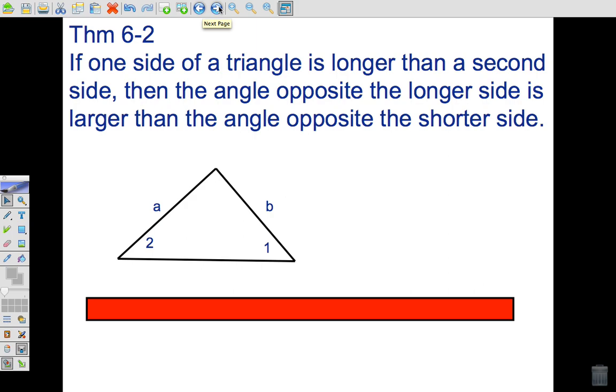It's theorem 6.2. It says if one side of a triangle is longer than a second side. So in other words, we've got this triangle, and let's say that down in the diagram, side A is longer than side B.